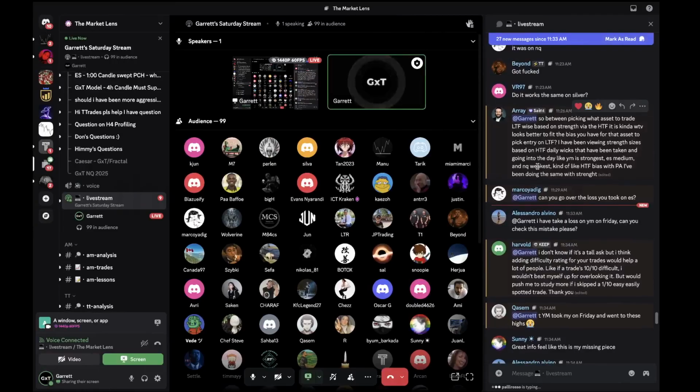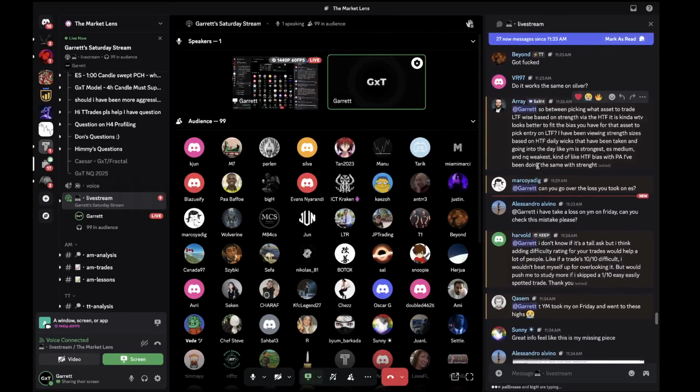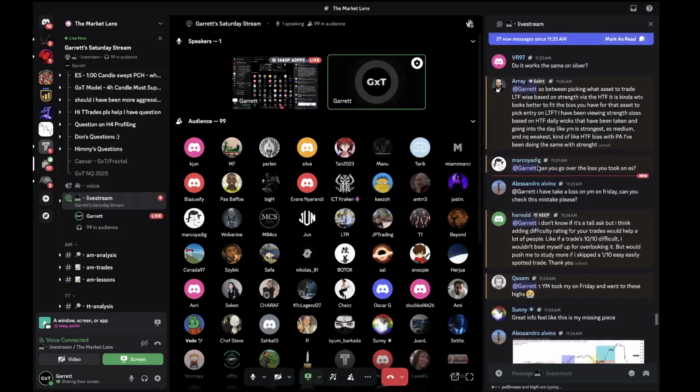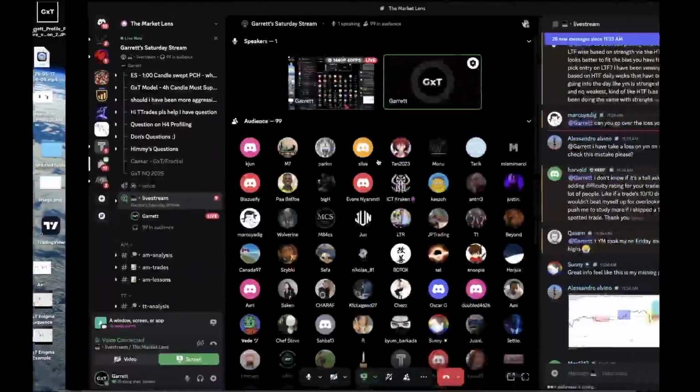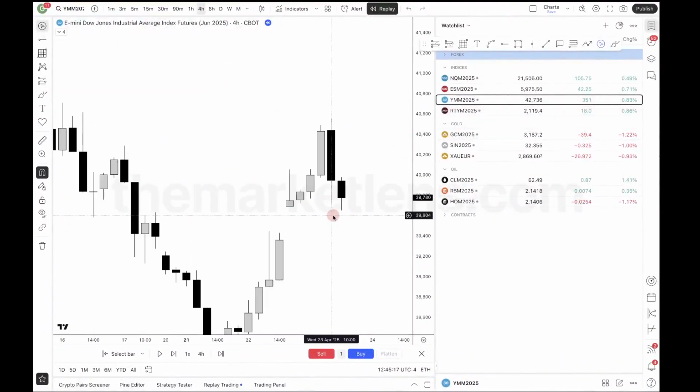I bet a lot of people look at that and think it looks super low probability, but they don't have this confirmation. You know what I'm saying? It's low probability for sure. It definitely is. It's counter trend, absolutely.